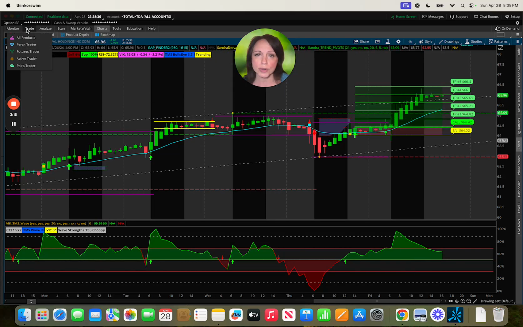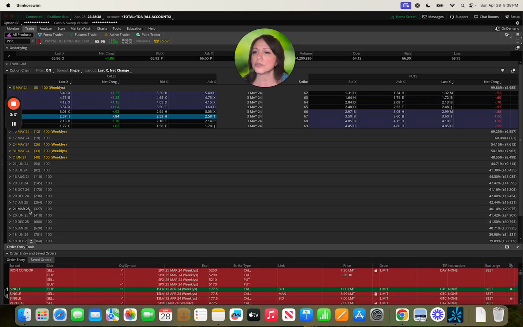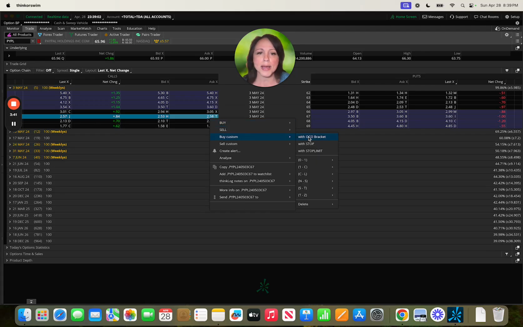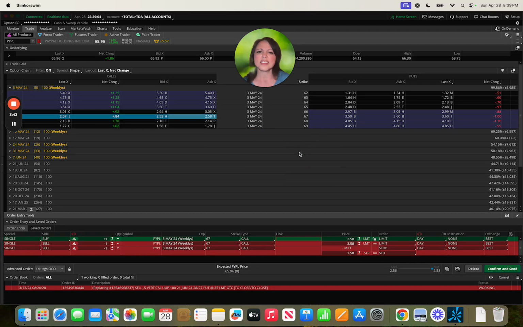So we go over to our trade tab, and now there's two ways that you can pick your strike price. You can pick it at the time. So right now we're thinking in our minds price is going to come down around the 65.20 level. So we could get a 65 call, or we could get a 67 call because that's our target. So that's what I'm going to do in this event. So I'm going to right click it. I'm going to say buy custom with an OCO bracket, and the system already puts it up for you.